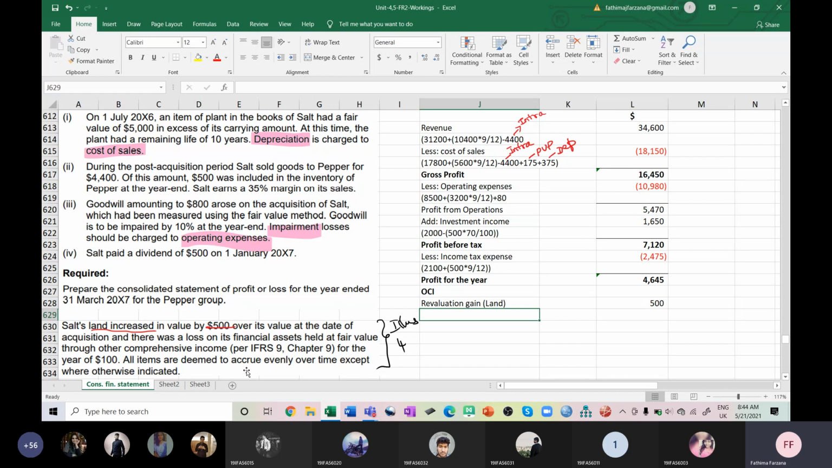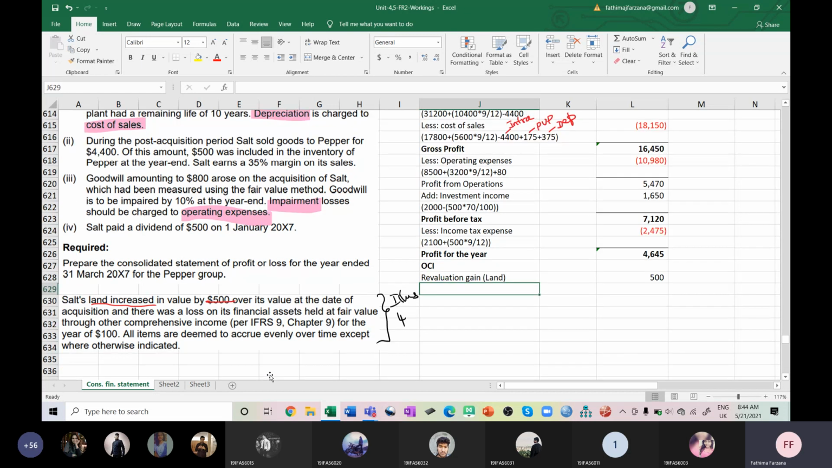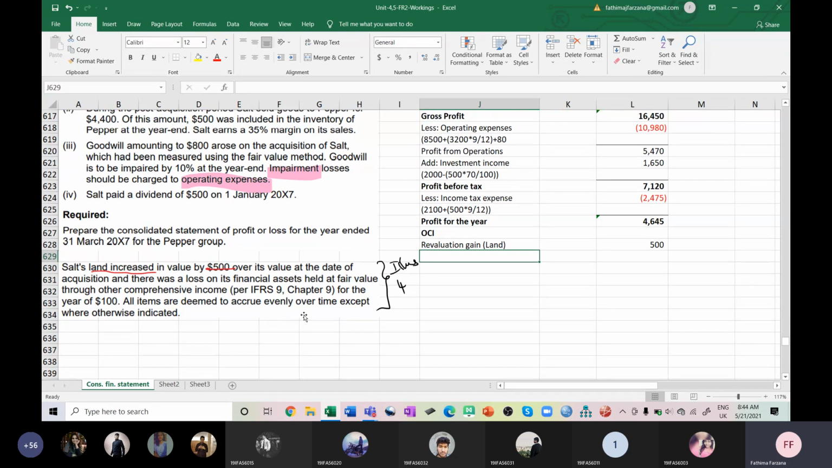Take it 500. That's why I said the last line is very important. All items are deemed to accrue evenly over time, except where otherwise indicated. Here it is indicated very clearly. Date of acquisition, the value is 500. Right? So you need not find 500 into 9 by 12. Here, coming to the financial asset held at fair value through OCI, they say it is a loss of 500. Okay, financial asset, there is a loss of 500. Anything else mentioned there? When they valued it, anything mentioned there?